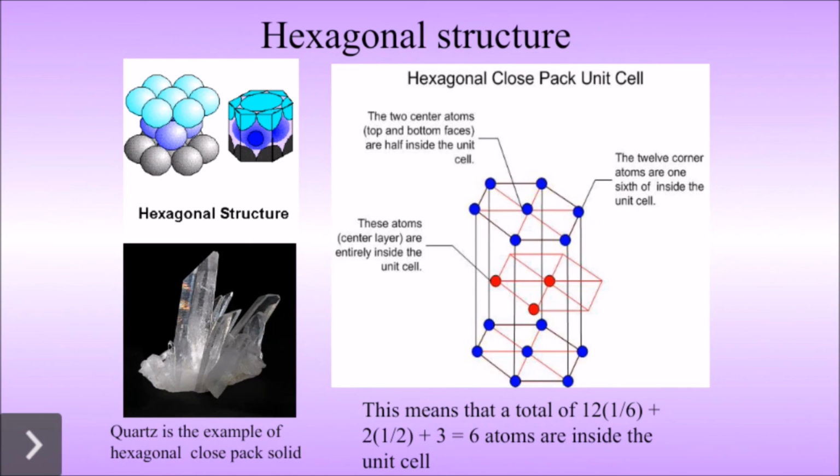Now the hexagonal structure. We can classify the cubic as simple cubic, body centered, face centered, and base centered. The hexagonal structure is one of those four structures from their arrangement. The total number of atoms inside the unit cell of the hexagonal structure is 6.